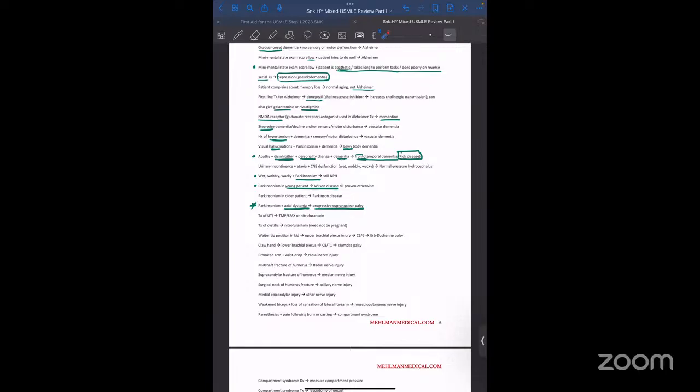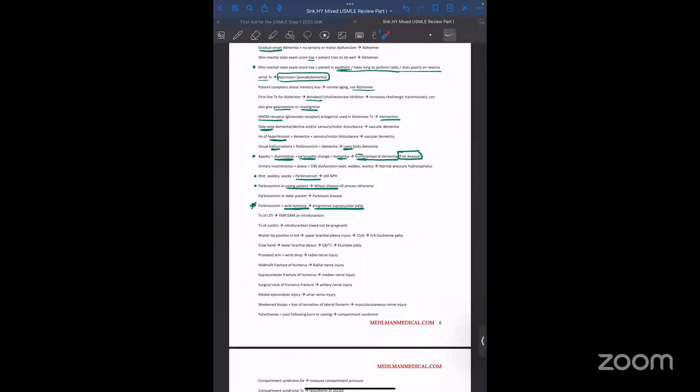Then we have weakened biceps plus loss of sensation of lateral forearm. Weak biceps is musculocutaneous nerve injury. Weakened biceps, that's the muscle that everyone likes to show off. So weakened biceps plus loss of sensation of lateral forearm is musculocutaneous nerve injury.